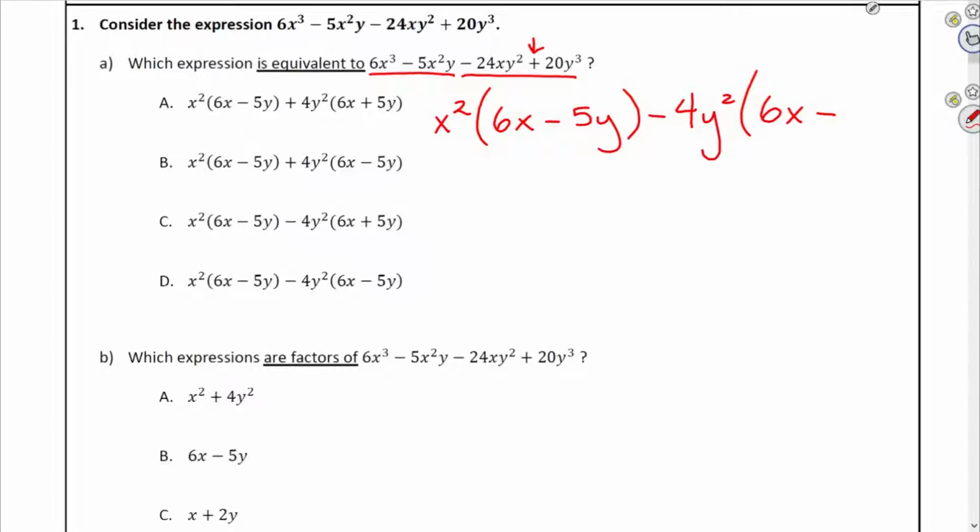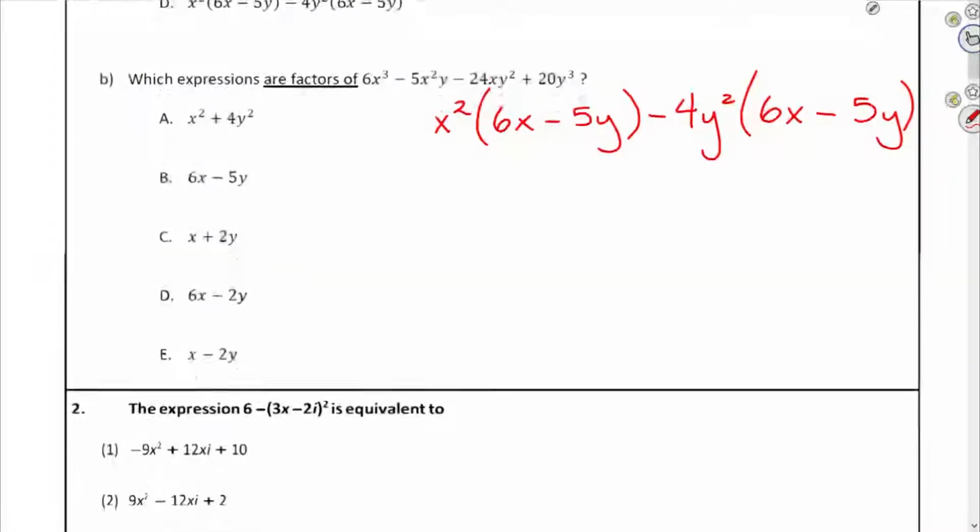Okay, so 4 times what is 20? It's 5, and I have y squared already out, and I have y left. Okay, and now I'm going to compare with what I have over here, and it looks like this is the answer. Okay, now I'm going to leave that there because in part B, it asks which expressions are factors of this. I'm going to keep going in factoring this.